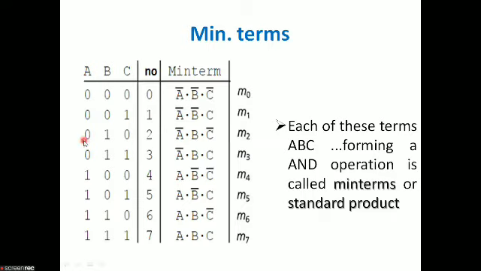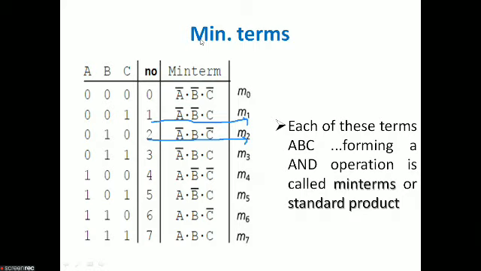Similarly, this case 0, 1, 0 means the number 2. So this 0 means A bar, this 1 means B, and this 0 means C bar. And this is min term 2. Here let me draw one thing, that this 2 is coming here. Again this one is coming here. It goes on like this. That is, as a subscript we are adding it.